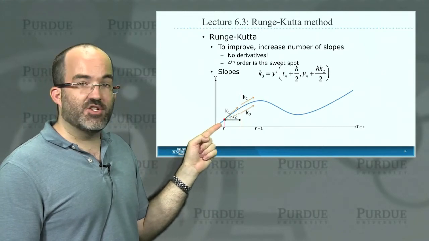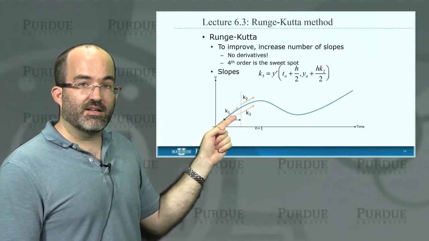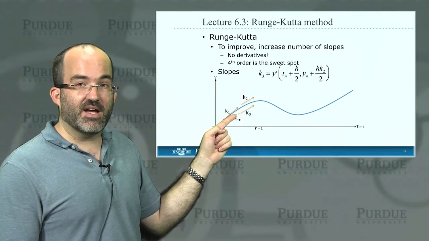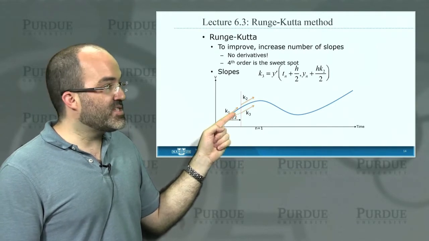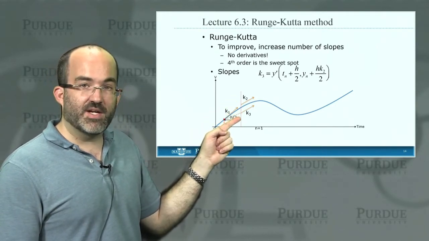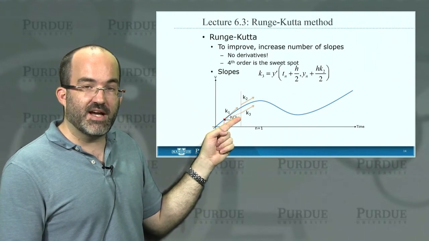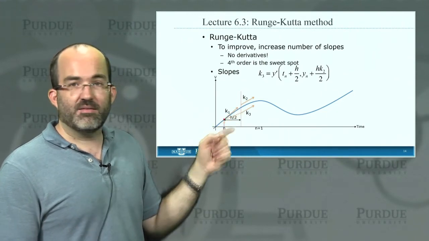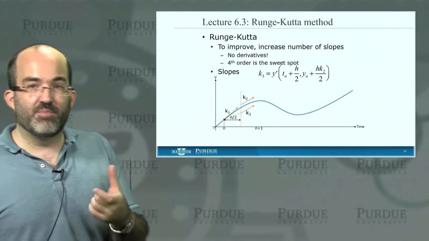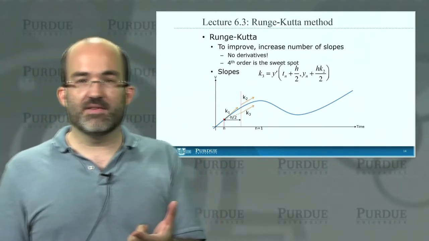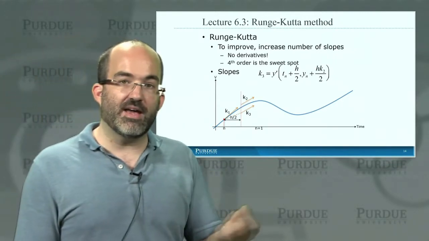Then we'll use k2 from the beginning to calculate k3, the slope at the halfway point again. And these two slopes will be different. K2 and K3 will be different, even though they're both taken at the halfway point, because y prime is a function of both the dependent and independent variables. It's a function of both y and t.